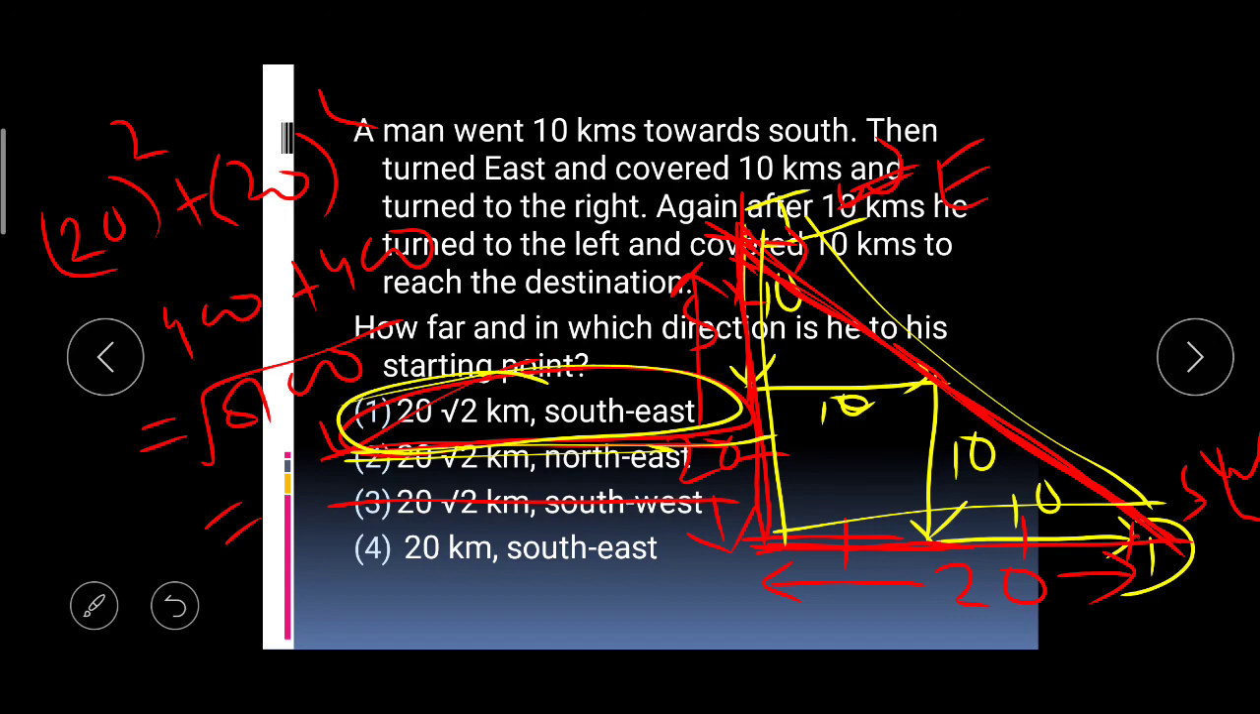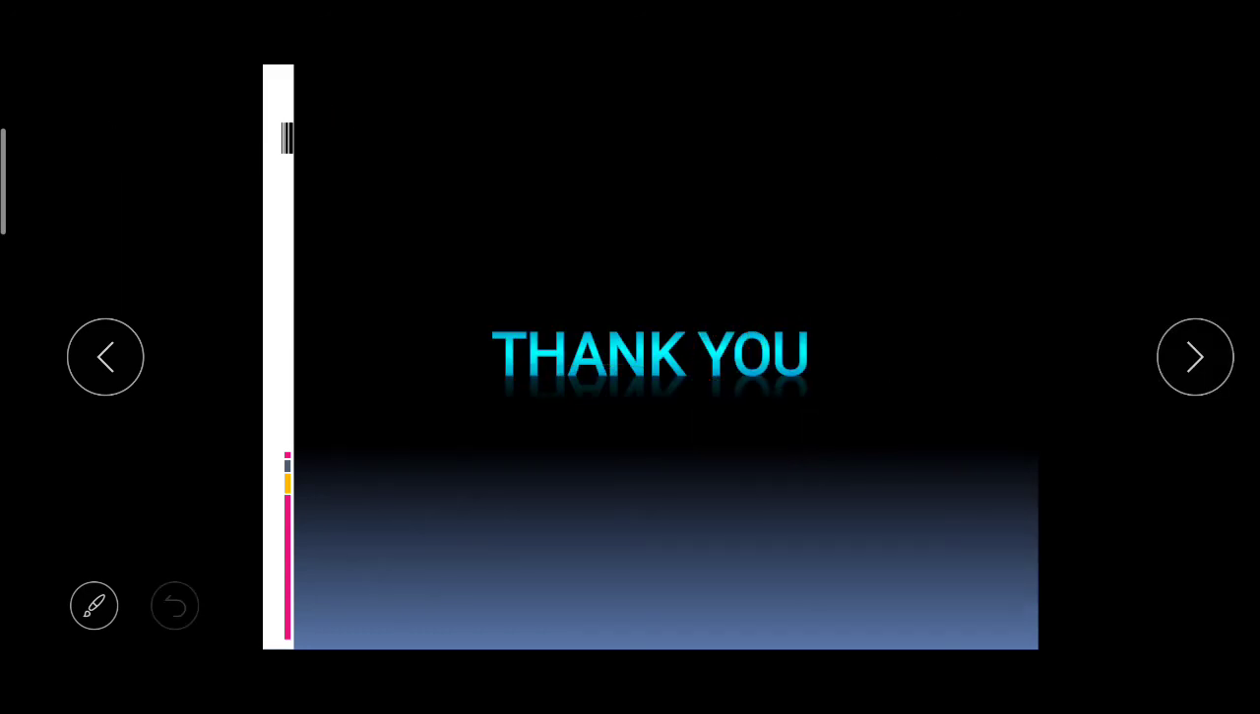So this is it. I have tried to cover all types of questions using Pythagoras, directions, distance, every type of questions. So I will just upload a practice sheet. I request you all to kindly go through it and solve it. I am also providing the solution along with it.